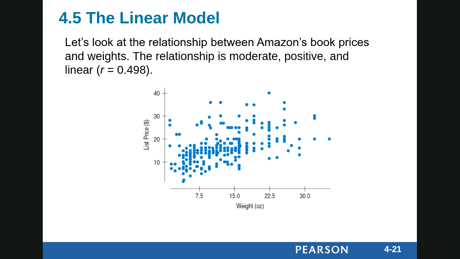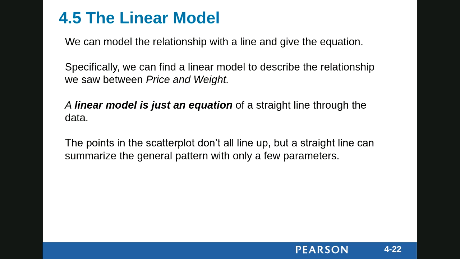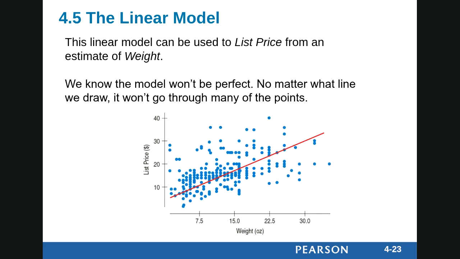So we can model the relationship with the line, and we can actually give an equation. So the linear model, it has this complicated name, but it's just an equation. That's all it is. It's a straight line through the data. Now we understand that all the points are not going to fall exactly on the line, but we're going to draw it in such a way using this special equation where the distance from the points to the line are minimal.